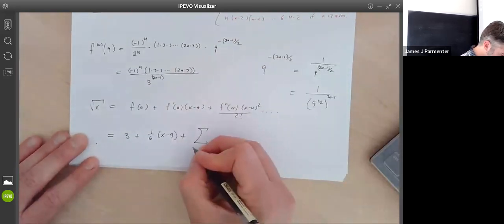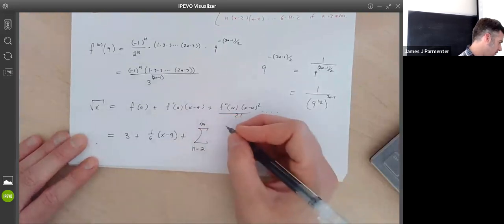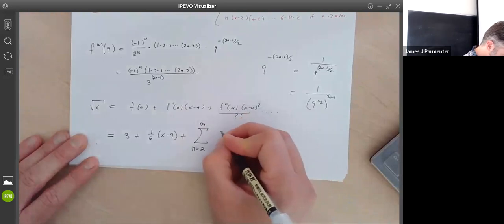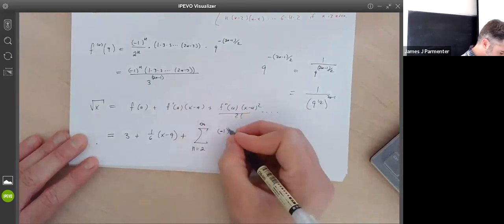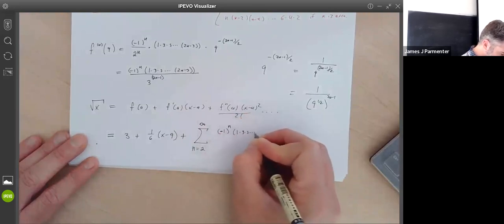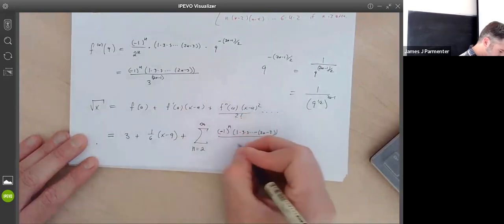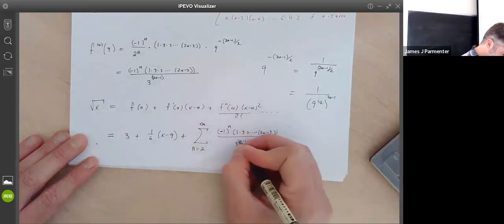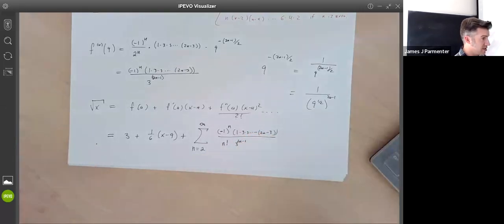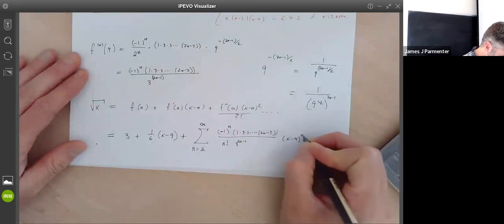So it's going to be the sum from n equals 2 to infinity of -1 to the n, we'll see about that, times 1 times 3 times 5 all the way to 2n minus 3 over 3 to the 2n minus 1. There's also an n factorial that we need to throw in, right? Because it's your thing divided by n factorial. And then finally times x minus 9 to the n.